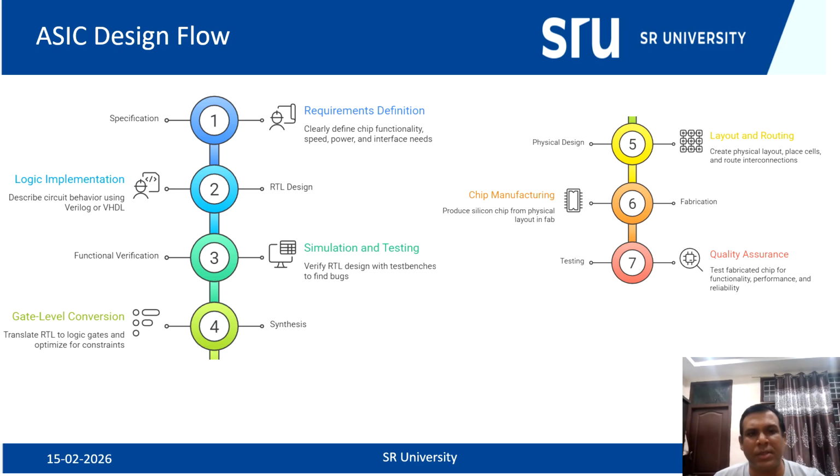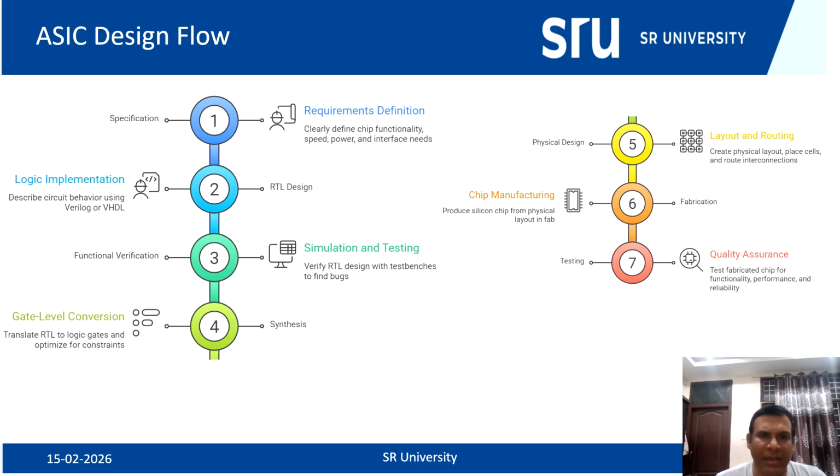Now coming to step number 3, which is called functional verification. Functional verification ensures the RTL design works correctly according to the specification. In this stage, simulation tools are used to test the design with different input conditions. That is known as test benches. So different test benches are created to apply inputs and to verify the outputs.